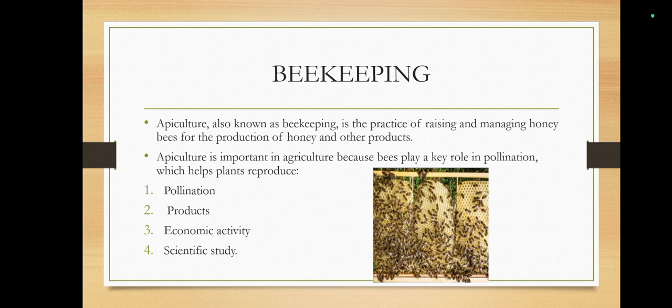Pollination. Bees collect pollen from flowers and transfer it to other flowers, which helps plants reproduce. Products. Bees produce honey, wax, pollen, propolis, royal jelly, and venom, which have nutritional and medicinal uses. Economic activity. Apiculture can be a source of income for rural communities. Scientific study. Apiculture provides an environment for scientists to study bee behavior.